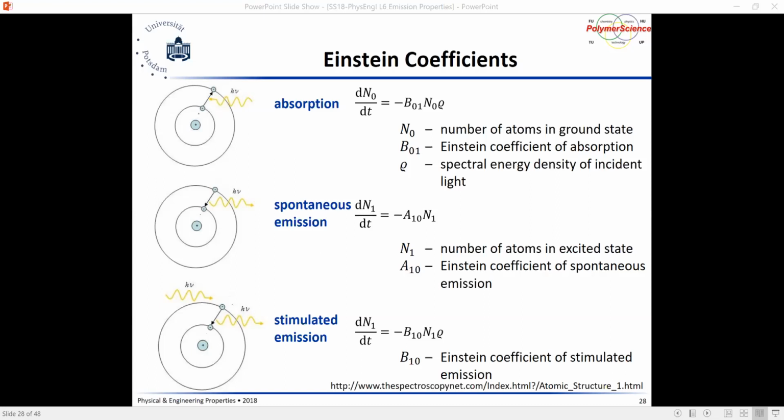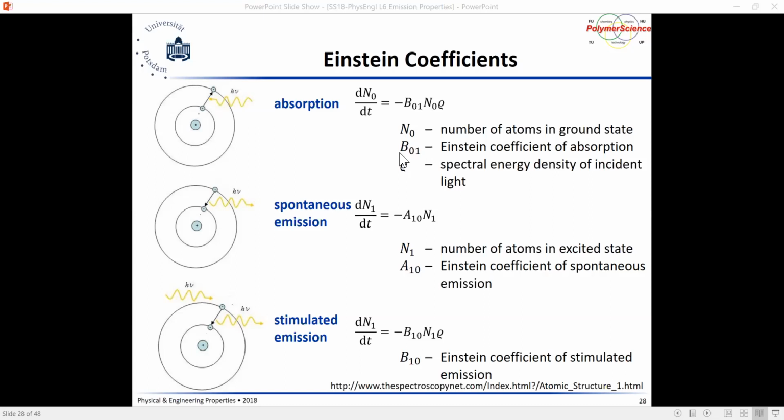So when photon absorption occurs, a photon is absorbed by an atom. It causes an electron to jump, in conjugated polymers, from the HOMO to the LUMO, or from the lower level to a higher energy level. And the process is described by the Einstein coefficient B 0,1. Sometimes the subscripts can be different, but here we're using 0,1. It has units of meters cubed per joules per second squared.